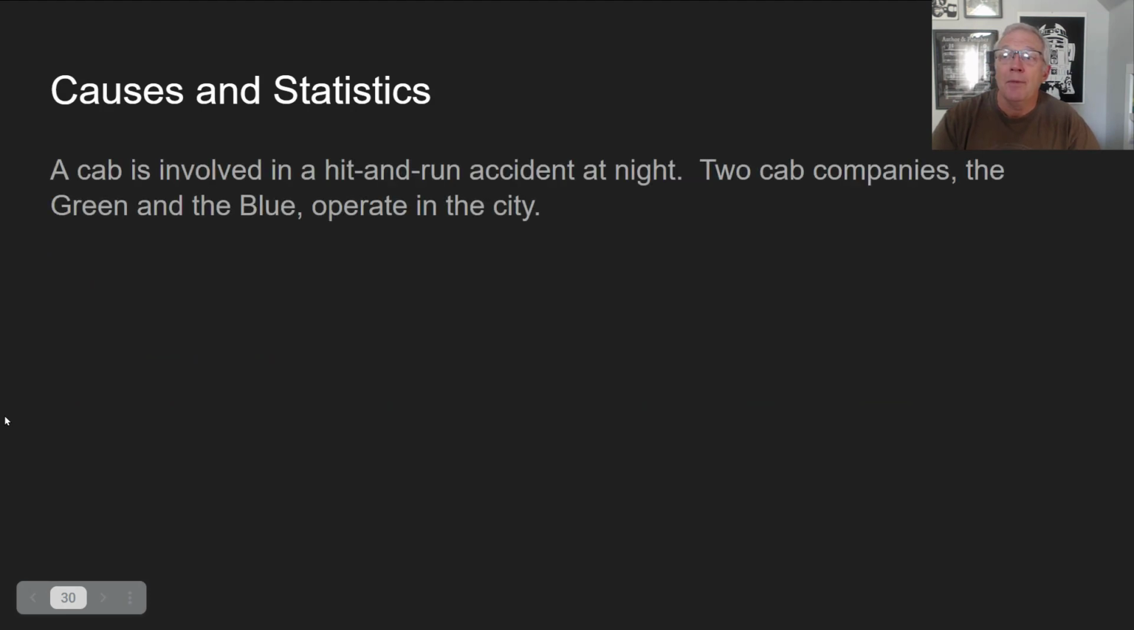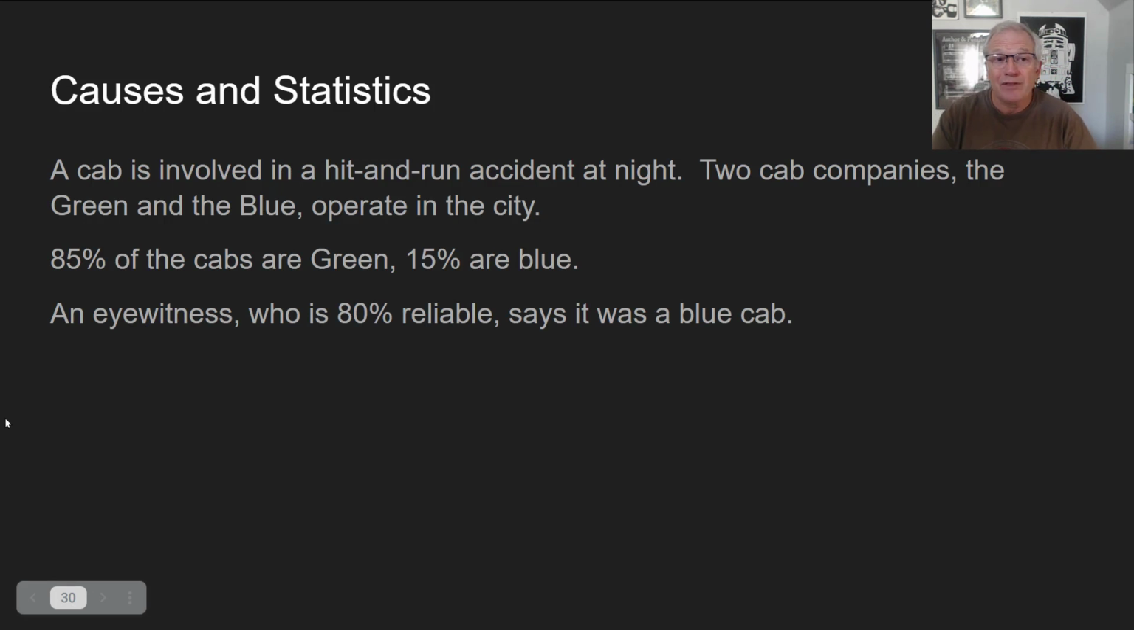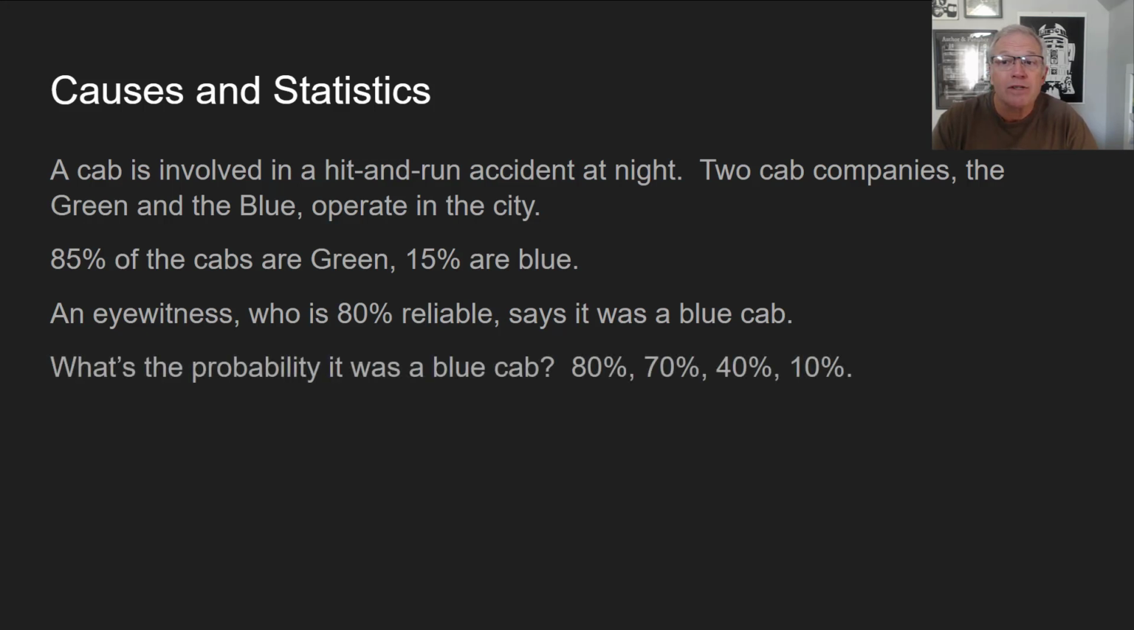Okay, so here's another example, and again, this is going to be an allusion to Bayes' theorem, but Kahneman and Tversky constructed this example, and they asked a question. So imagine a cab is involved in a hit-and-run accident at night. There's two cab companies, the green and the blue, that operate in the city. 85% of the cabs are green and 15% of the cabs are blue. An eyewitness who we've tested, and we know the eyewitness is only 80% reliable, says that it was a blue cab. Question: what's the probability that it was a blue cab?